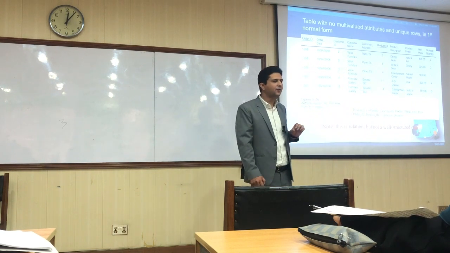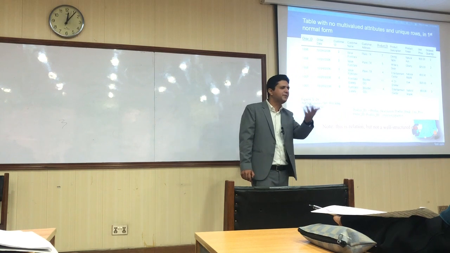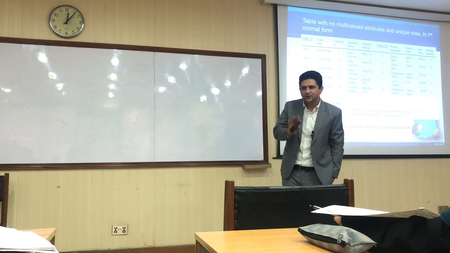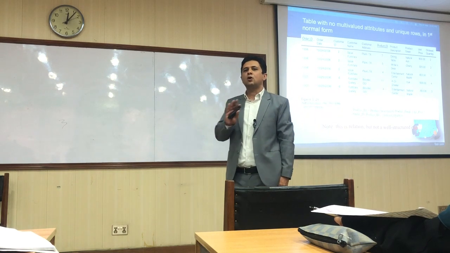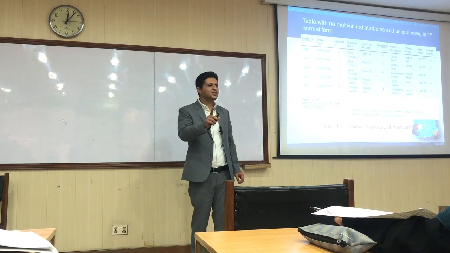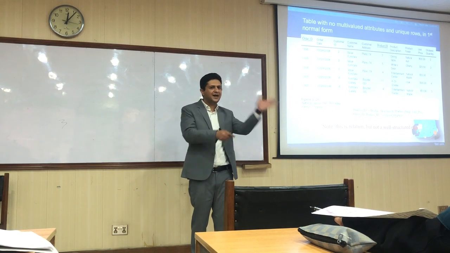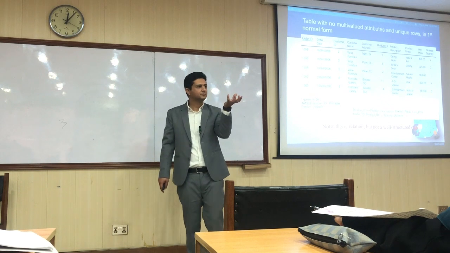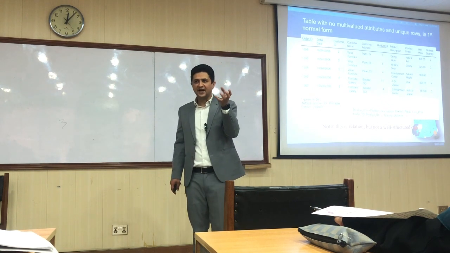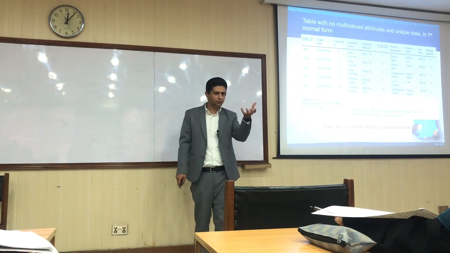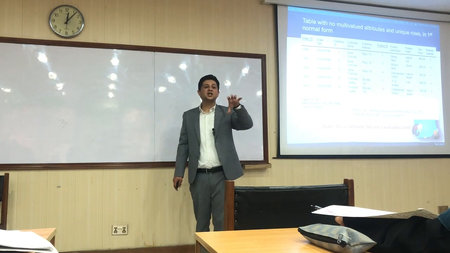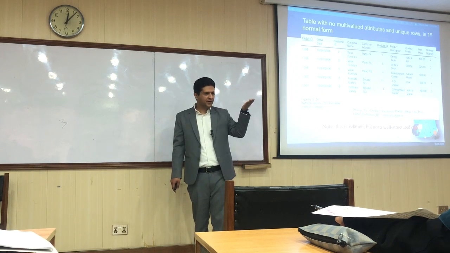Okay, now let's see what full functional dependency is, then I'll repeat it. Full functional dependency is: you have a composite primary key, so all of the attribute values should be functionally dependent on that composite primary key. I'm repeating. If you have a composite primary key, ideally all of the attribute values should be completely functionally dependent on the composite primary key.